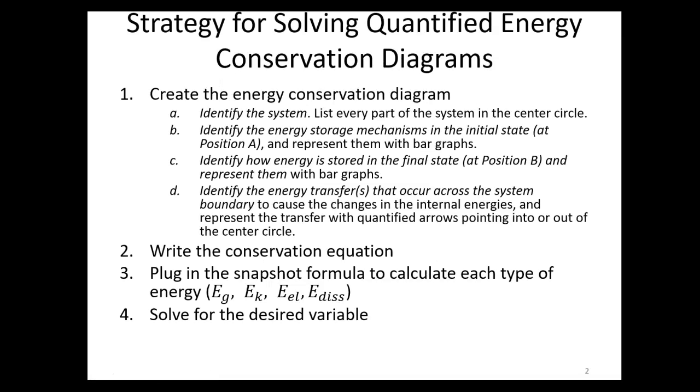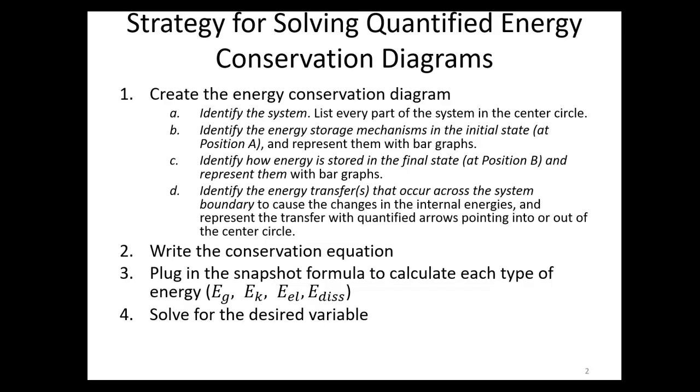So we've learned now how to calculate the various types of mechanical energies: gravitational potential energy, elastic potential energy, kinetic energy, and dissipated energy. Now when we use energy conservation diagrams, we can use the calculated values of different energies to help solve for specific variables in the problems. The basic strategy is listed here.